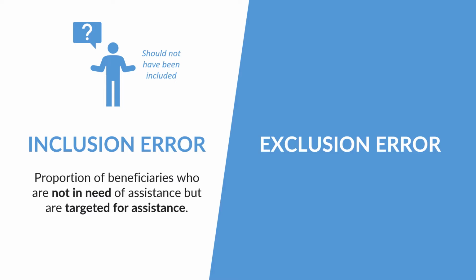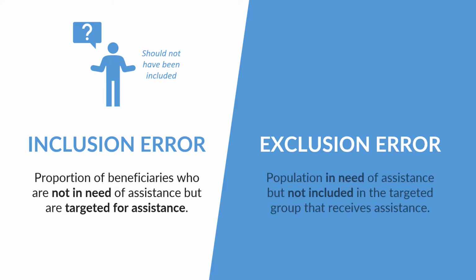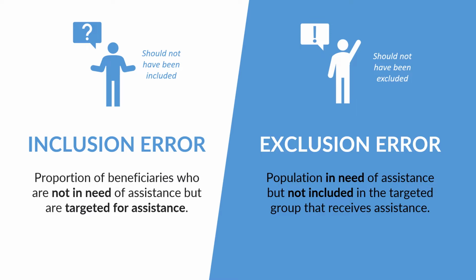The term exclusion error refers to the population in need of assistance but not included in the targeting group that receives assistance. They should not have been excluded.